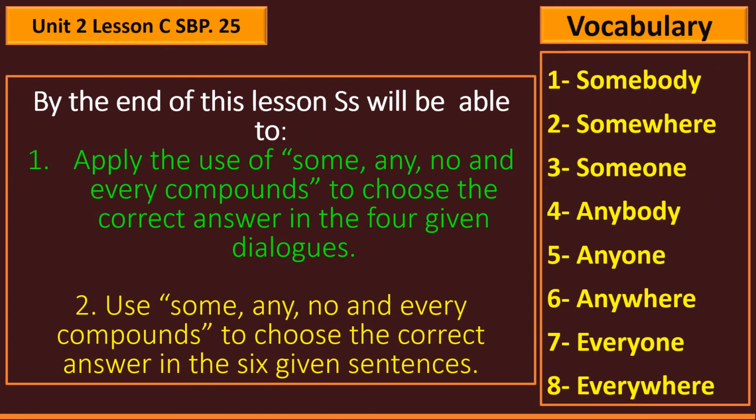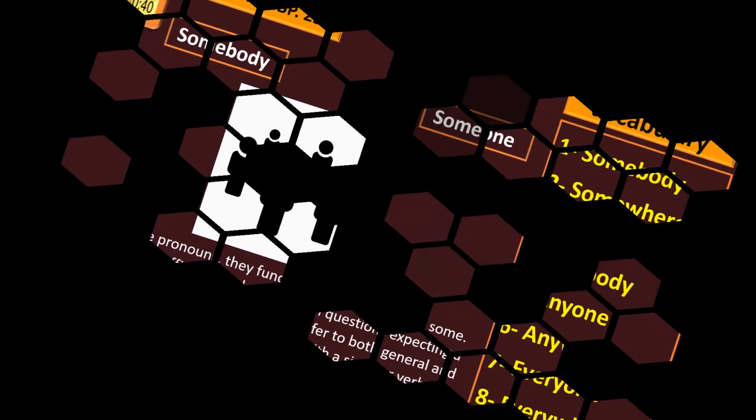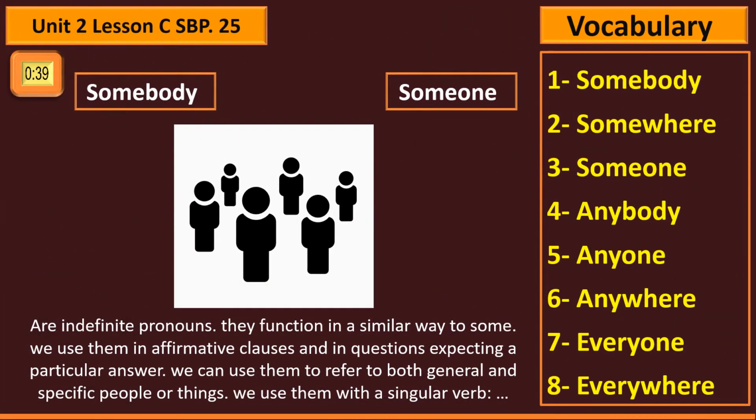Now let us start with the first objective. I want you to have a look at this picture. We have here the words somebody and someone. We consider these to be indefinite pronouns. They function in a similar way to some. We use them in affirmative clauses, questions, and particular answers. We can use them to refer to both general and specific people or things. We use them with a singular verb.